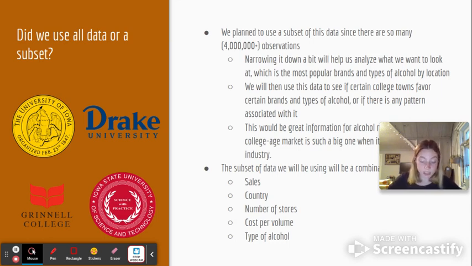This will be great information for alcohol marketers to use, as the college age market is such a big one when it comes to the alcohol industry. The subset of data we will be using will be a combination of a few variables: the sales, county, number of stores, cost per volume, and type of alcohol. In this way, we will be able to determine which types and brands of alcohol are most popular in which locations and at what times.